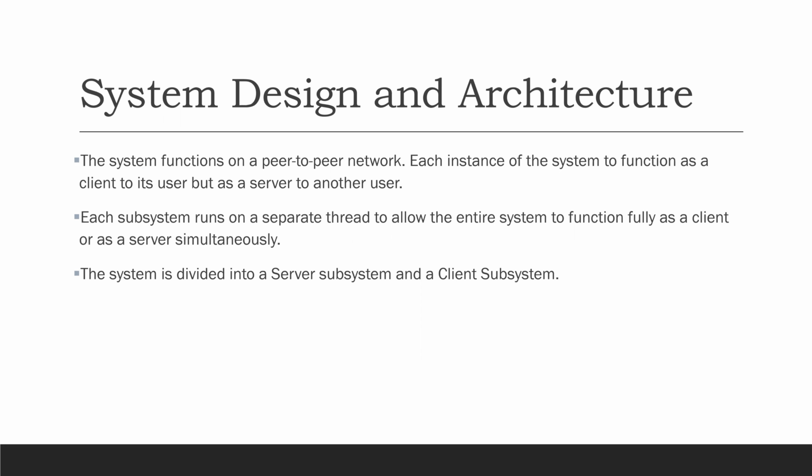Now, the system functions on a peer-to-peer network. So each instance of the system can be used as a client and a server at the same time. So this means that there are two subsystems, a client subsystem and a server subsystem, and each runs simultaneously on a different thread.